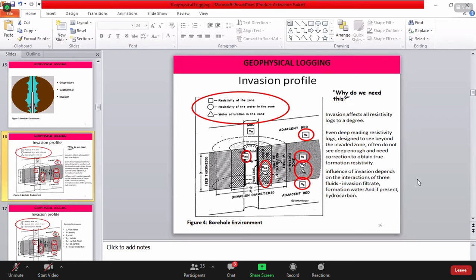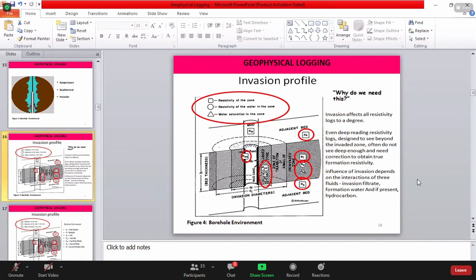Yes, ma'am. Okay. Then we have the uninvaded zone. The uninvaded zone is a zone that is not disturbed by the mud filtrate. It could be called the virgin zone. That is, it has not been disturbed. The mud filtrate has not gotten to that place. The mud filtrate has nothing to do with the uninvaded zone. Do you get it now? So the formation fluid is still intact in the uninvaded zone.